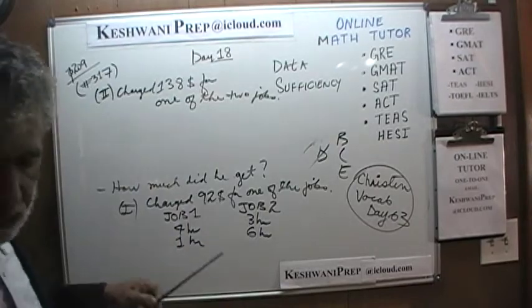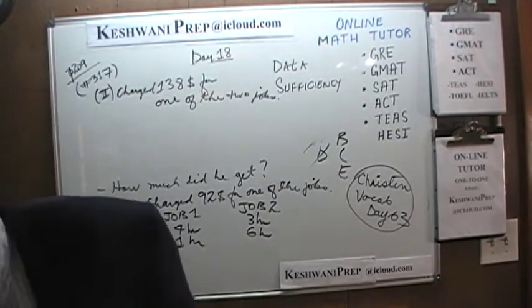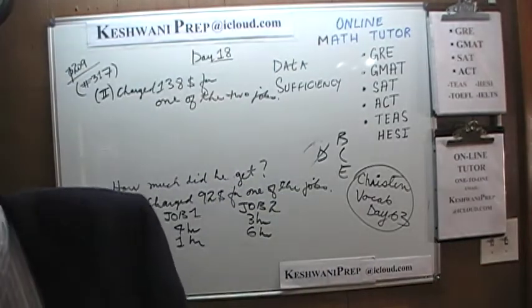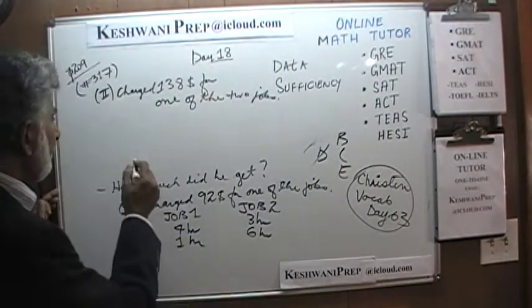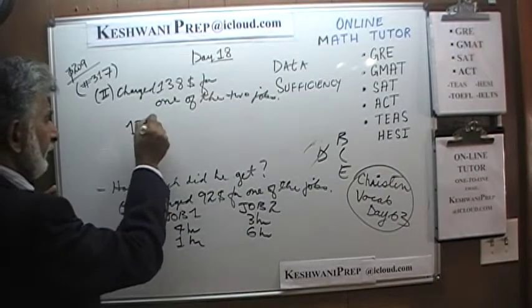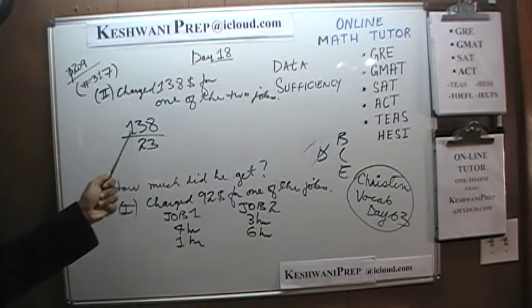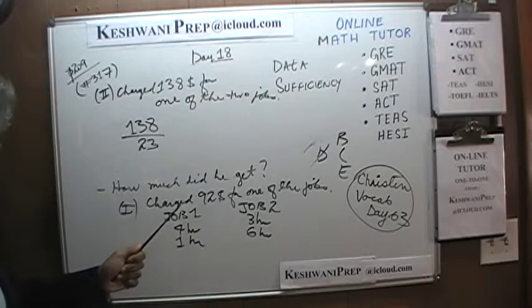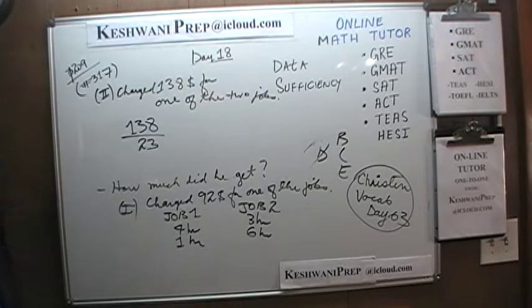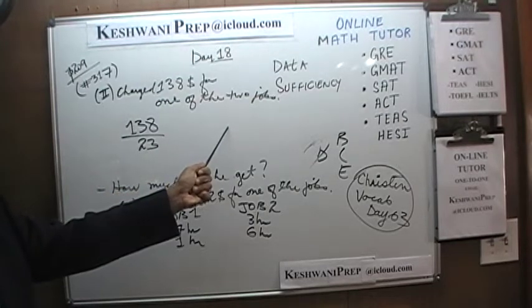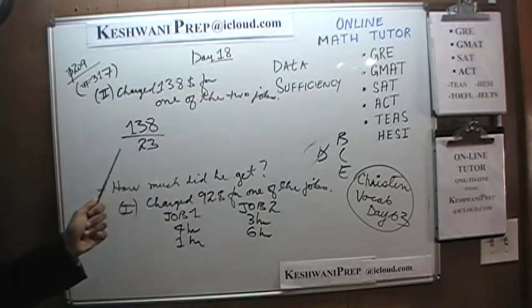If we paid him $138 for one of the two jobs, then obviously that particular job must have taken more than 4 hours, because up to 4 hours he just charges $92. So now all we have to figure out is, if we paid him $138 at the rate of $23 per hour, how many hours is that. Once we have that figured out, we know he worked a total of, how many hours did we say? He worked a total of 7 hours. Let's figure out how many hours we worked here, and then we can figure out how much we paid him for the other job. 138 divided by 23, where can we do it?